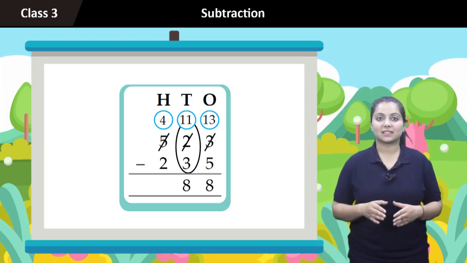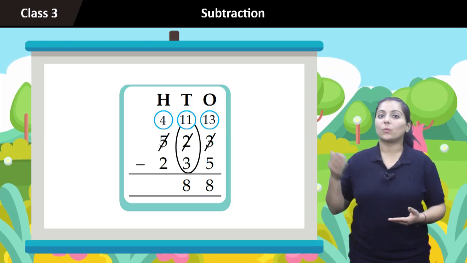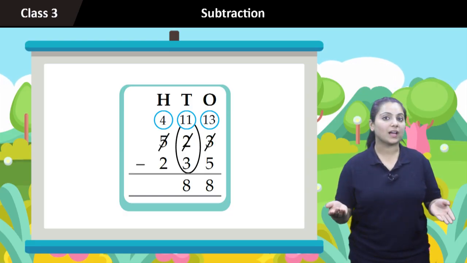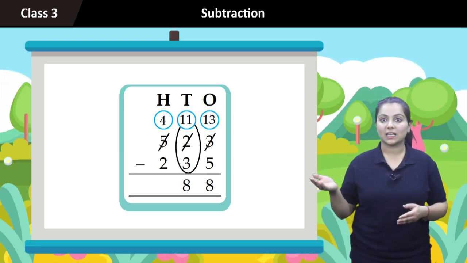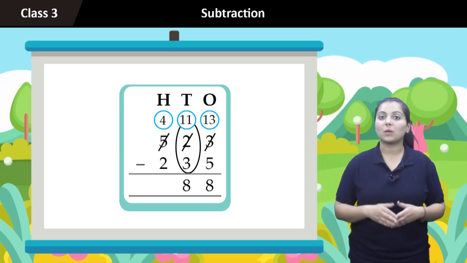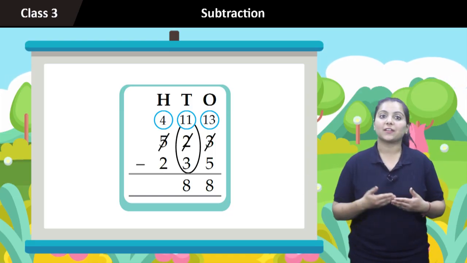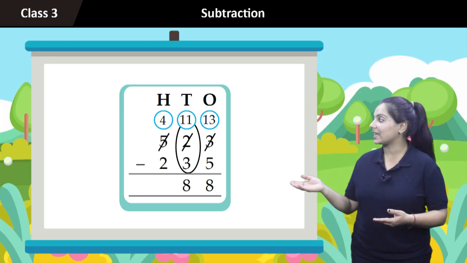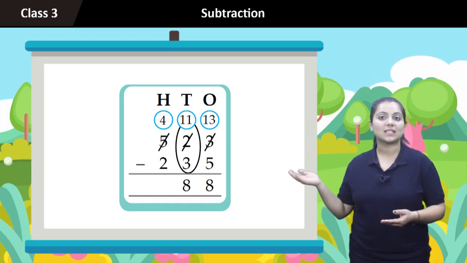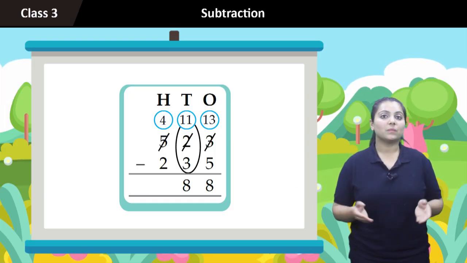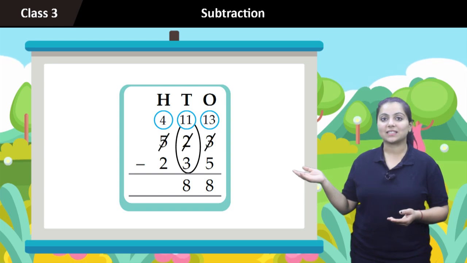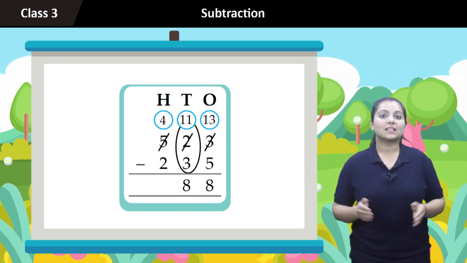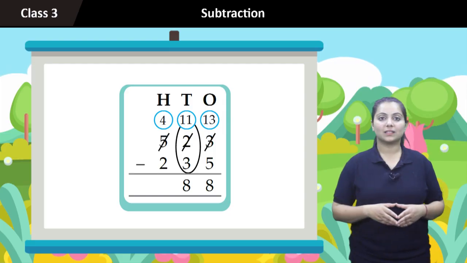Subtract the tens. In the tens column, 1 ten is left after borrowing. As we cannot subtract 3 tens from 1 ten, we borrow 100 from the hundreds column and regroup the tens column as 1 ten plus 10 tens is equal to 11 tens. Now 11 tens minus 3 tens is equal to 8 tens. Write 8 under the tens column.